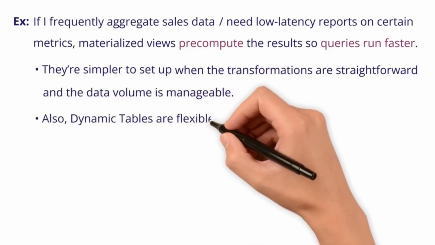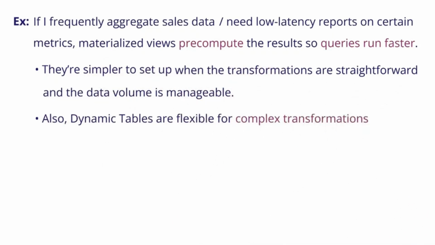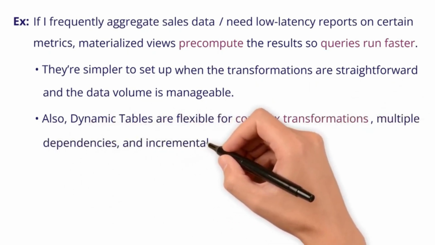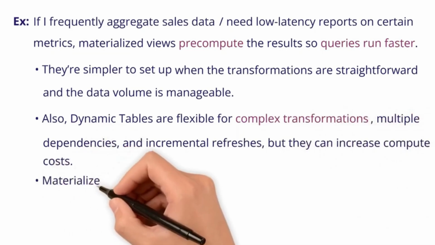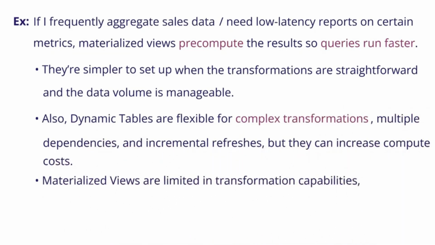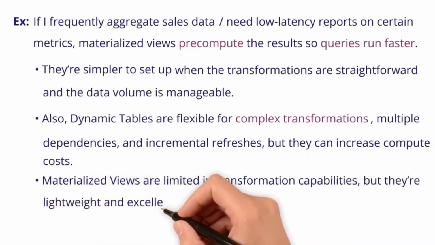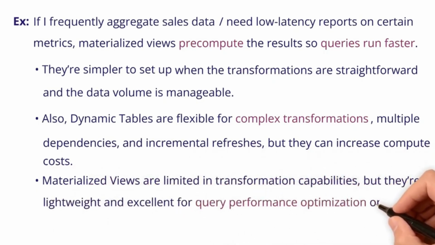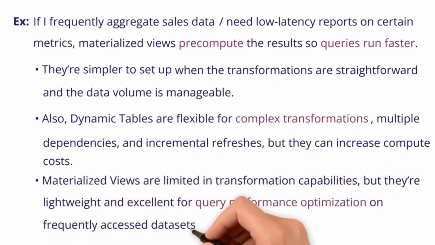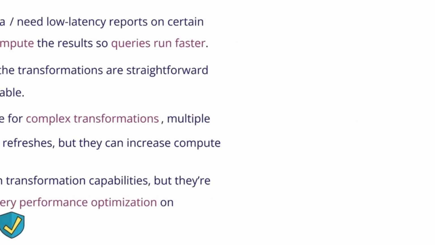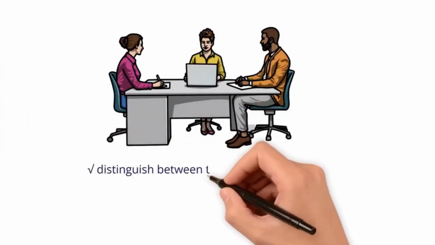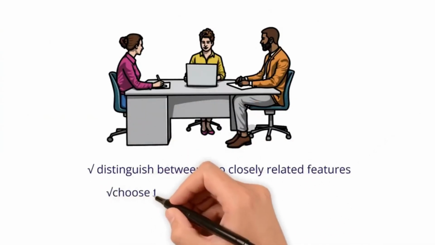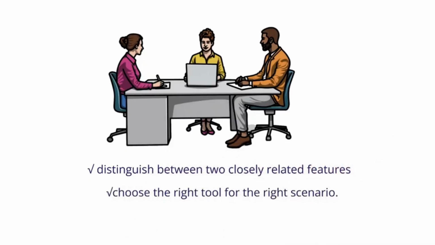Also, dynamic tables are flexible for complex transformations, multiple dependencies and incremental refreshes, but they can increase compute costs. Materialized views are limited in transformation capabilities, but they are lightweight and excellent for query performance optimization on frequently accessed datasets. That's the answer. The interviewer wants to see if you can distinguish between two closely related features and choose the right tool for the right scenario. Next question.